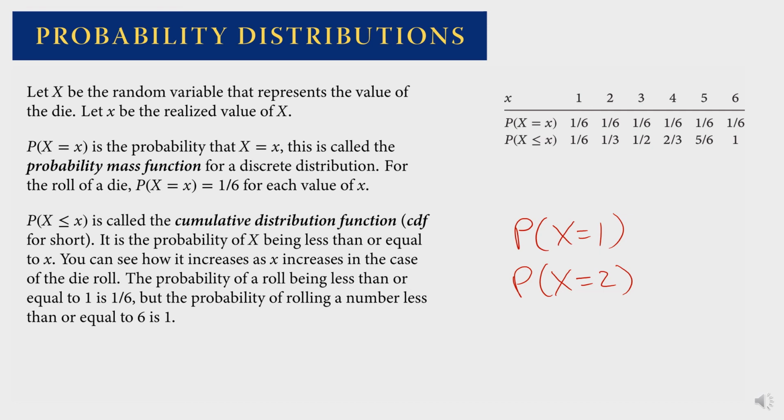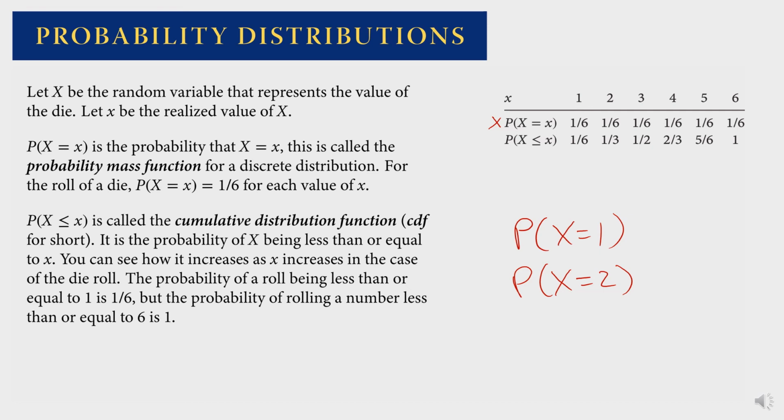This table here is listing two things. The probability that the die equals some number, which is the first row. This is called the probability mass function. In general, it refers to the probability that the random variable equals some number.